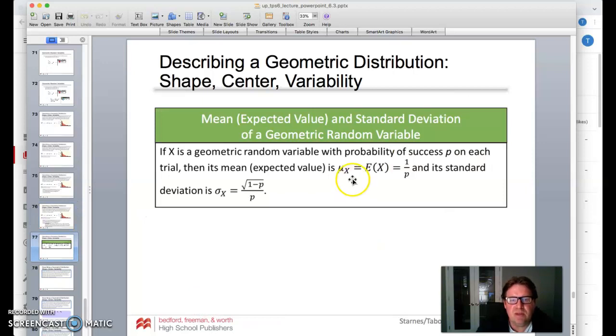Now, again, to find the mean of a geometric random variable, the expected value, we're just going to take whatever the probability of success is, and we're going to do the reciprocal. So if your probability of success is 1/7, well, then it's going to take you, as expected, 7 days. Just flip it. It's a pretty easy formula. Standard deviation, you're just going to take your probability of failure, take the square root of it, and divide it by your probability of success.